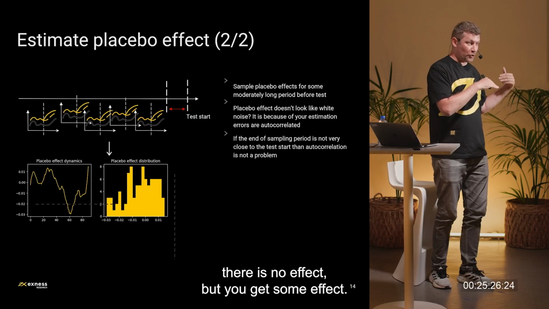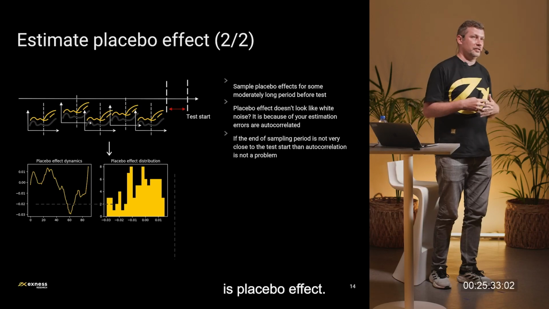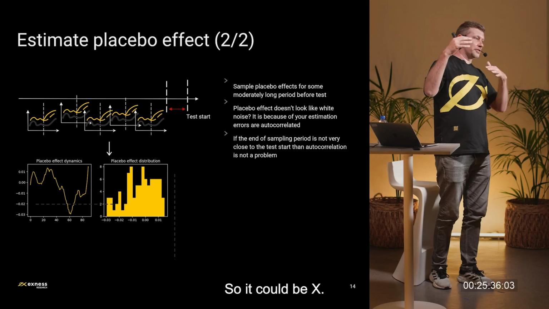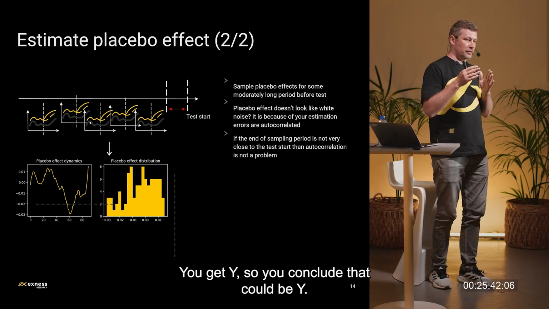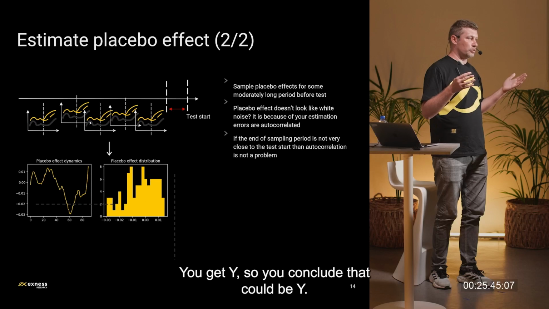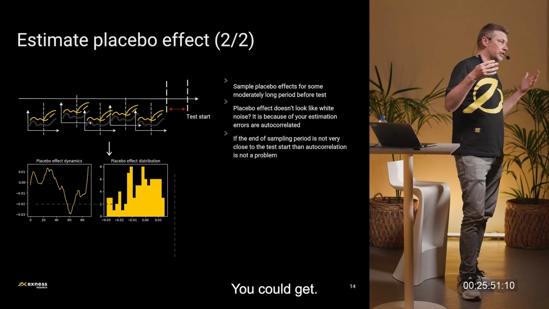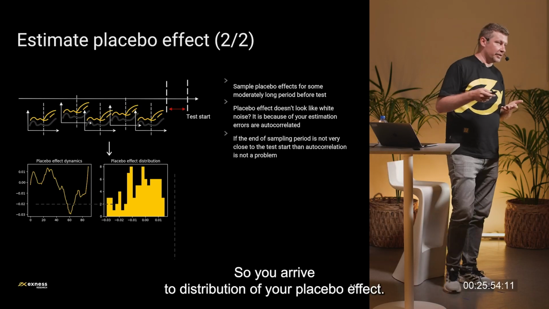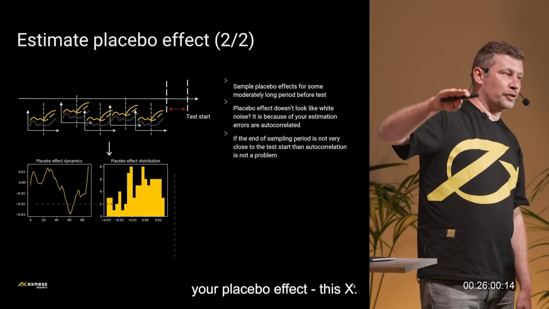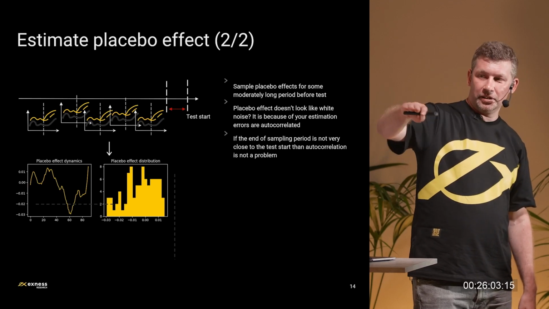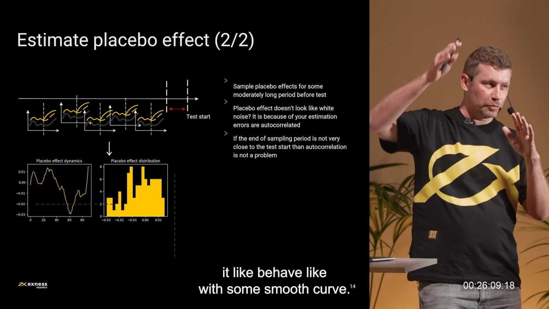You know that there is no effect, but you get some effect, and so you conclude this effect X is a placebo effect. So it could be X. Then you take another point, you get Y. So you conclude it could be Y. So you sample these different errors you could get, and you arrive at a distribution of your placebo effect. You may also plot your placebo effect X along the timeline, and you observe that it behaves like some smooth curve.